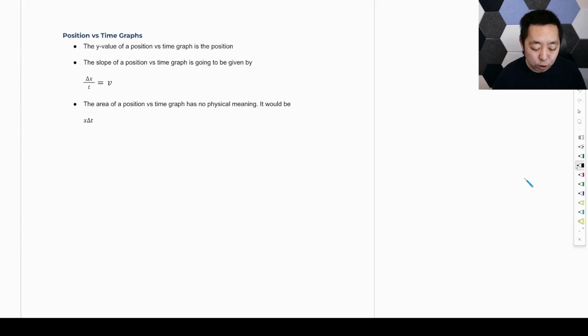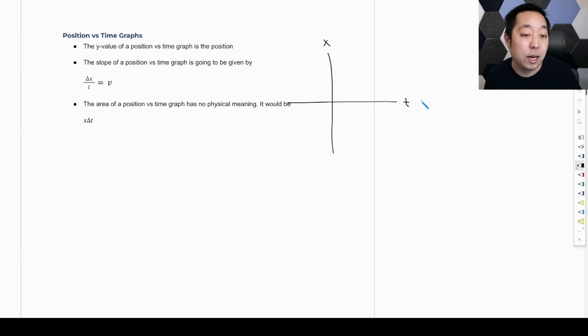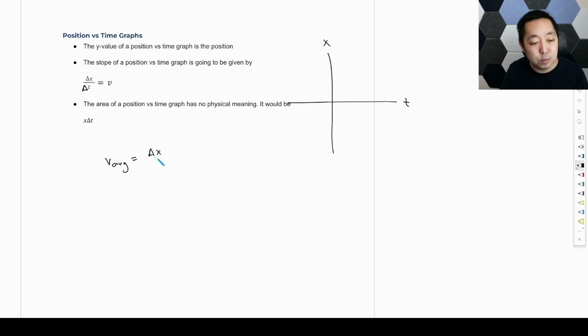All right, so let's start looking at kinematic graphs. And the first graph we're going to have is a position versus time graph. That's where the y-axis is the position, the horizontal axis is the time. The slope is going to be the change in the y variable over the change in the x variable, which we know from our formula. Remember, v average, average velocity, is that displacement over time.